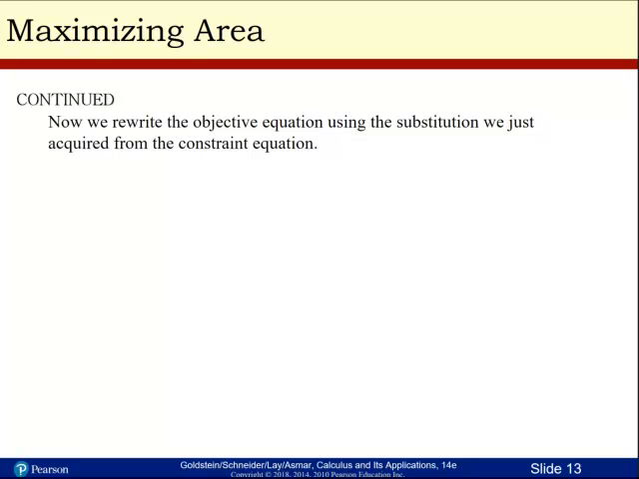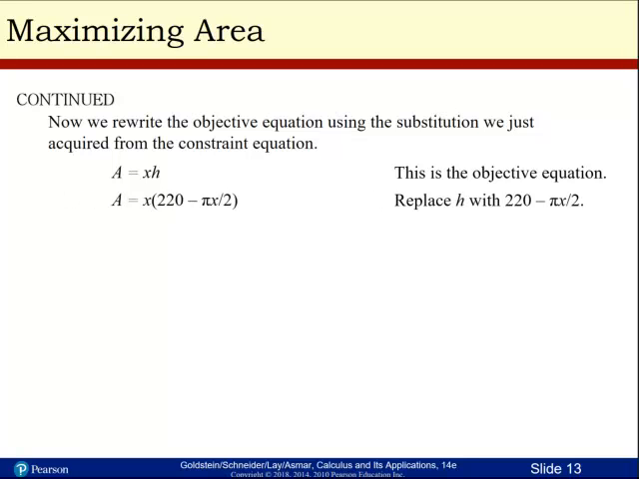Now we're going to rewrite the objective equation using the substitution we just acquired from the constraint equation. So we take our objective equation, A equals x times h, substitute in for h, and we have A equals x times the quantity 220 minus pi x over 2. We're going to simplify this. Area equals 220x minus pi x squared over 2.